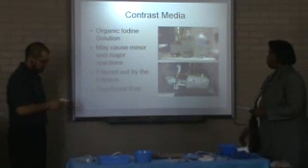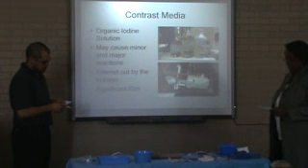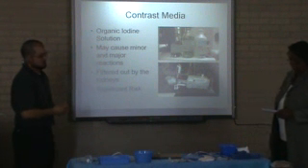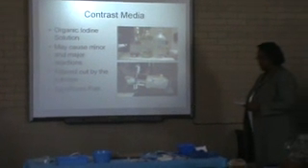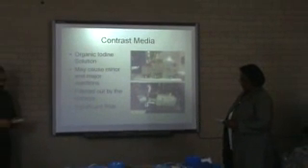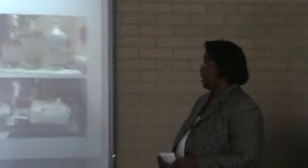There are two types of contrast media that they use: organic contrast media or non-organic. Sometimes by taking these contrast media, patients have a major or minor reaction to it. That contrast media is going to be filtered out by the kidneys, and there is a significant risk from it.